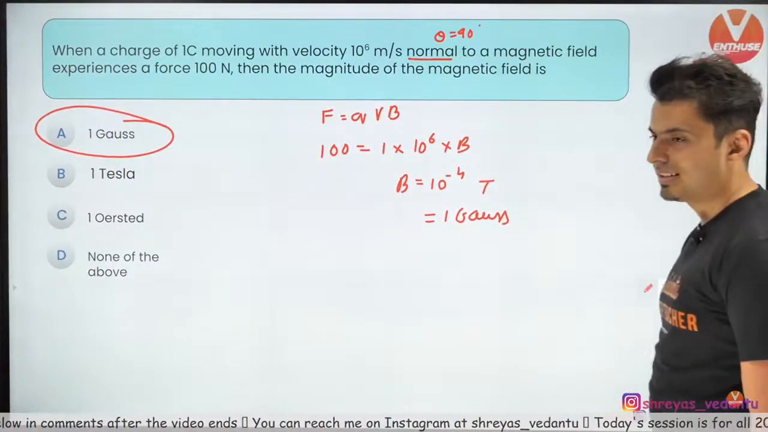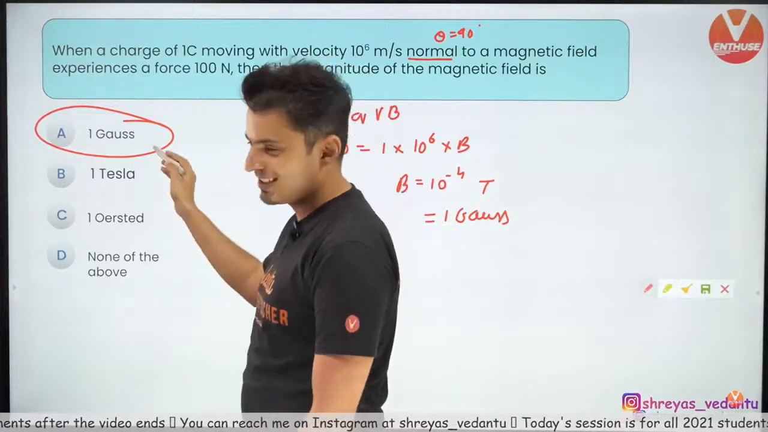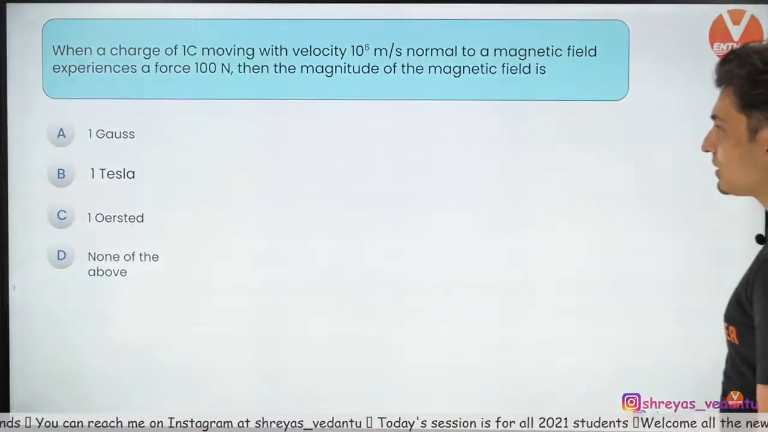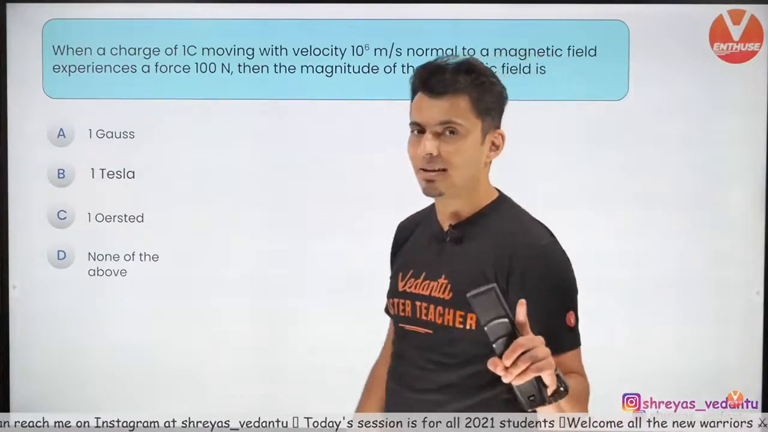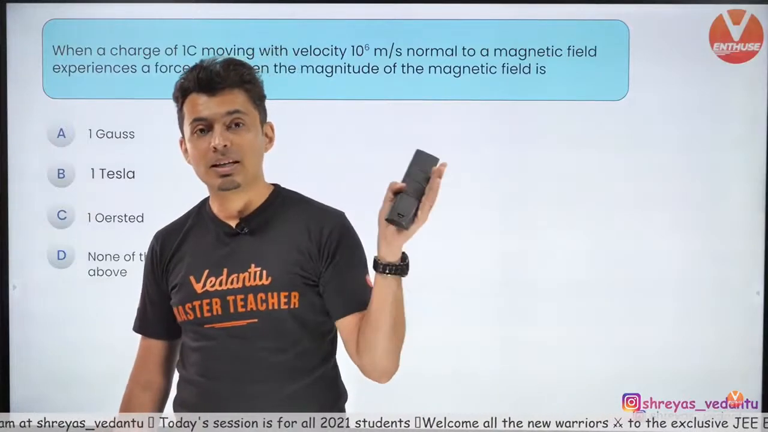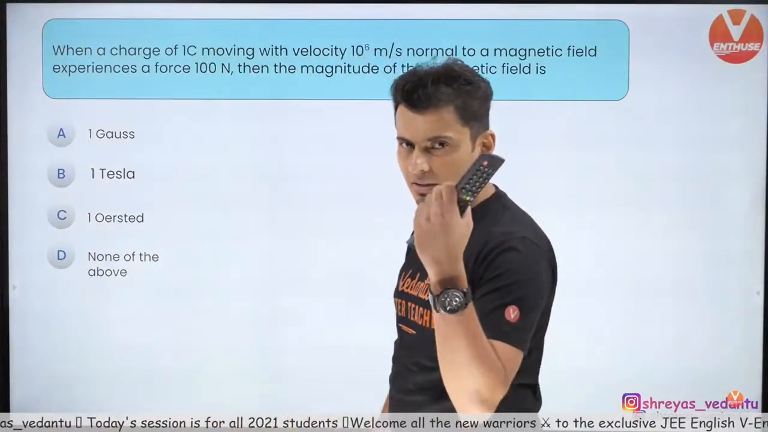No, it is not B. It is not B, it is 1 Gauss. Be careful. Yeah, many of you made a mistake there. So be careful. So that conversion is important. 1 Tesla is 10 to the power 4 Gauss. 10 to the power minus 4 Tesla will be 1 Gauss. Gauss is a smaller unit.